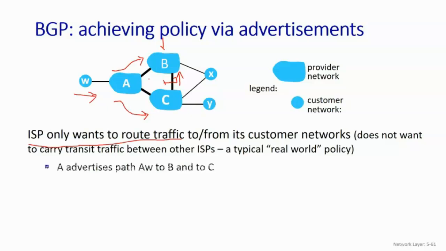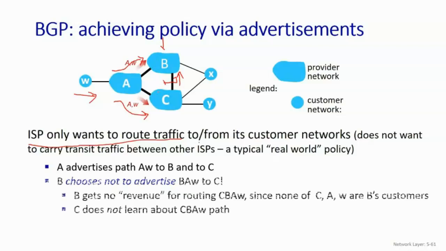So what will happen? A advertises its path to B as well as to C: A comma W to B, A comma W to C. Now B won't advertise to C, because they are different internet service providers. W is reachable only through A, no doubt about it. But B's customer need not follow C's route, and C's customer need not follow B's route.